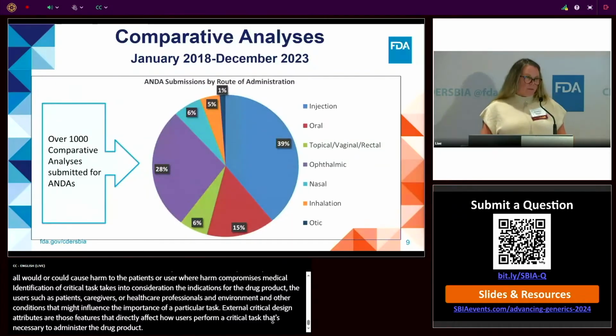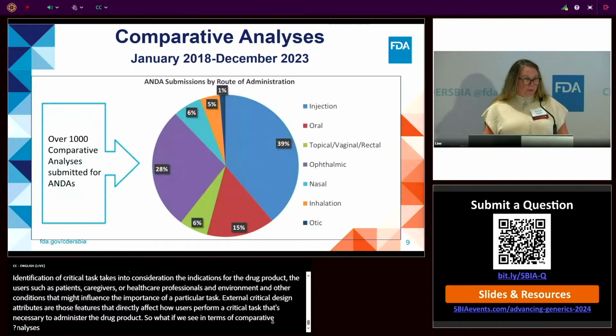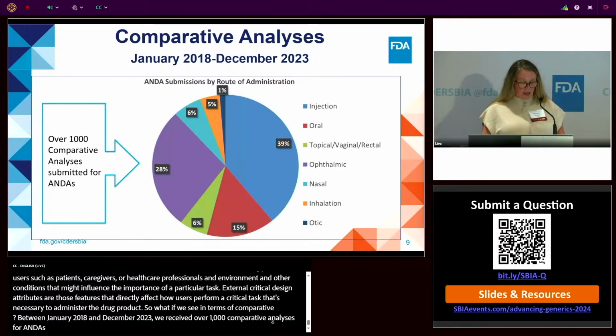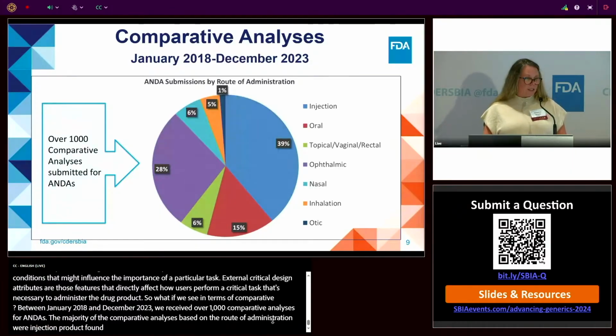So what have we seen in terms of submitted comparative analyses? Between January 2018 and December of 2023, we received over 1,000 comparative analyses for ANDAs. The majority of the submitted comparative analyses based on the route of administration were injection products. That's followed by ophthalmic products and then oral products. We also see nasal, inhalation, and ODA products, as well as products we've classified here as topical, vaginal, and rectal products combined.